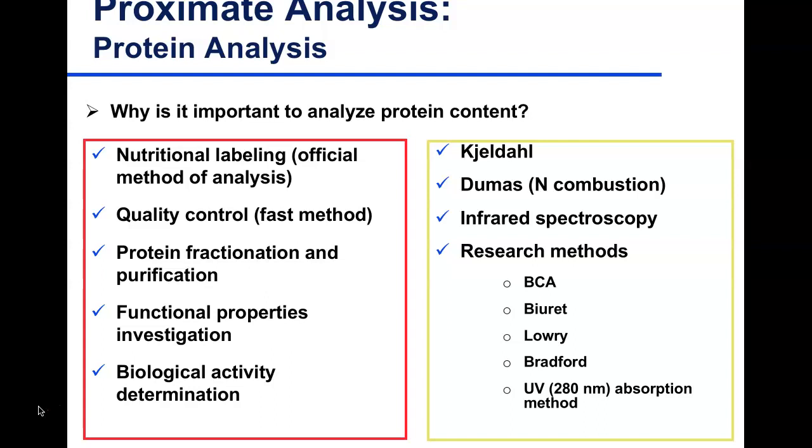Functional properties. So when we do tests, for example, if we want to test how good of an emulsifier a certain protein is, or how good it is at gelling, we need to know how much protein we're using to control across samples. Because if we did one of the tests with 10 grams of protein and one with 5 grams of protein, we can't compare apples to apples at all. And then also biological activity and determination. Anybody have any guesses what we mean by this?